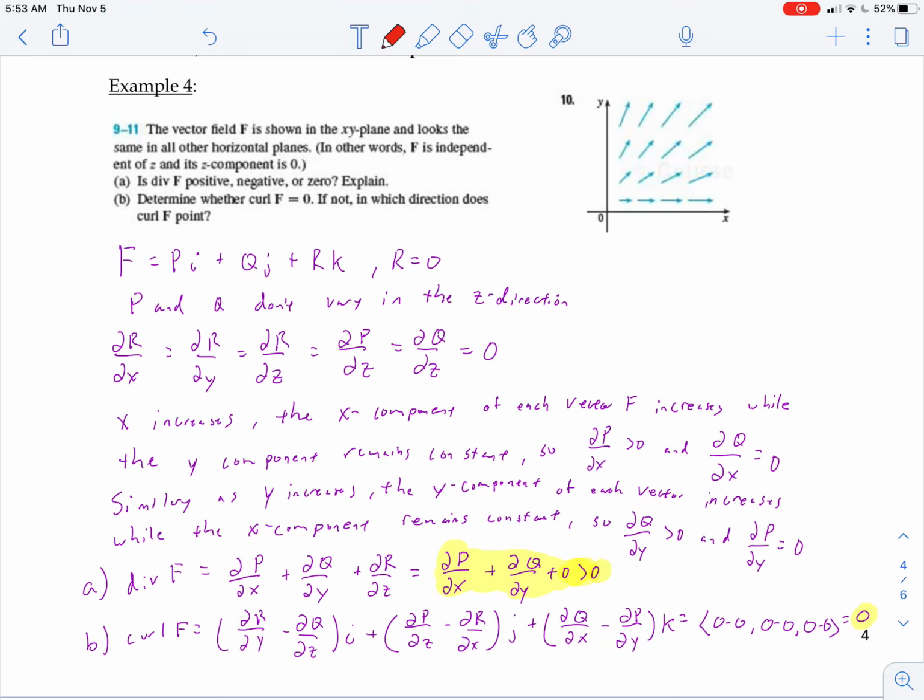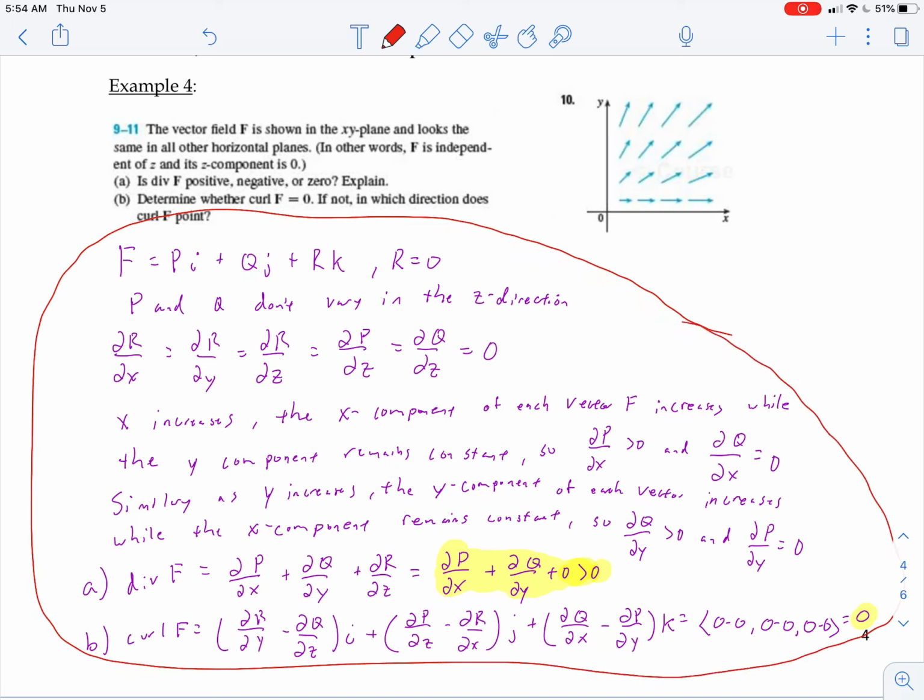All right. So again, the vector field F is shown in the xy-plane and looks the same in all other horizontal planes. In other words, F is independent of z and its z-component is 0. So that helps us a little bit with everything. Now, I'm going to show you two ways to do this. I'll show you through all the steps, and then I'll show you how you could just draw it out and write what we have.